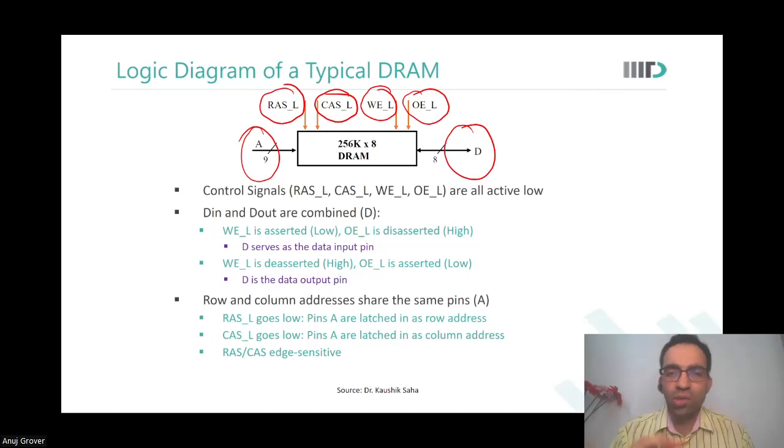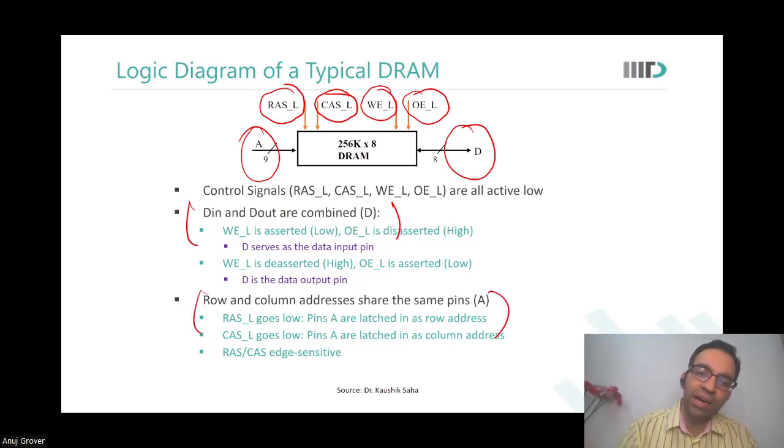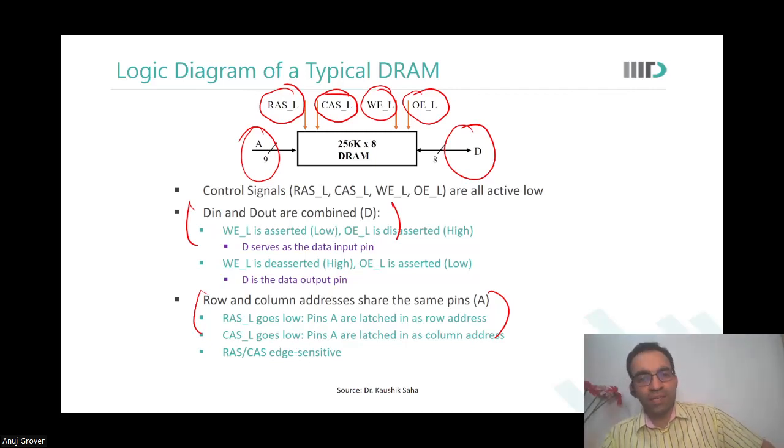Now, at any given point of time, you will either read or write into the DRAM. So what have you done? You merged the data buses into one. And we already discussed how RAS and CAS signals are used to merge or reduce the width of the address bus. Is it clear?